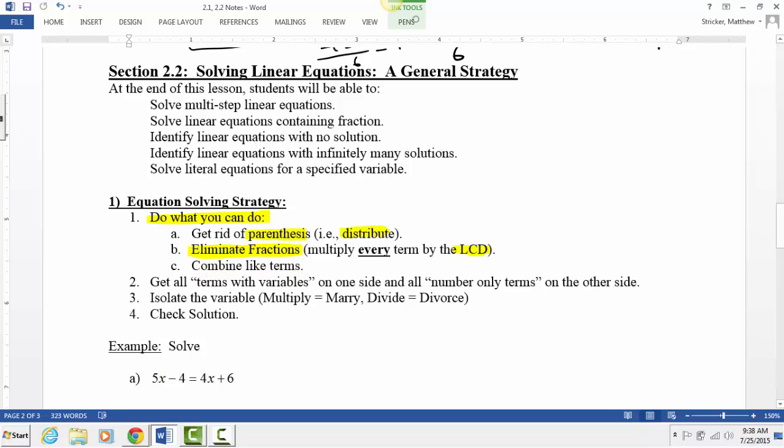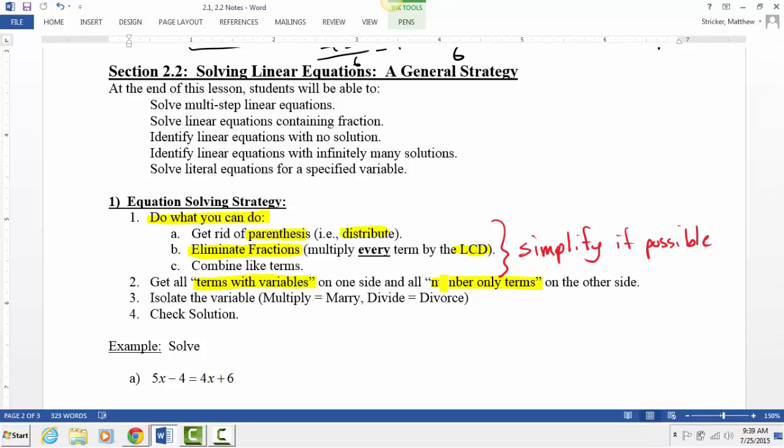So if I were to summarize that first step, what we're really doing here is simplifying what we can. Simplify if possible. Now, we sometimes will skip that first step if there's nothing to simplify. But a lot of times there is stuff that we can simplify. Distribute, get rid of fractions, combine like terms. Once you've done that, then we want to start to organize our terms. We want to get the terms with variables on one side and the terms with numbers only on the other side.